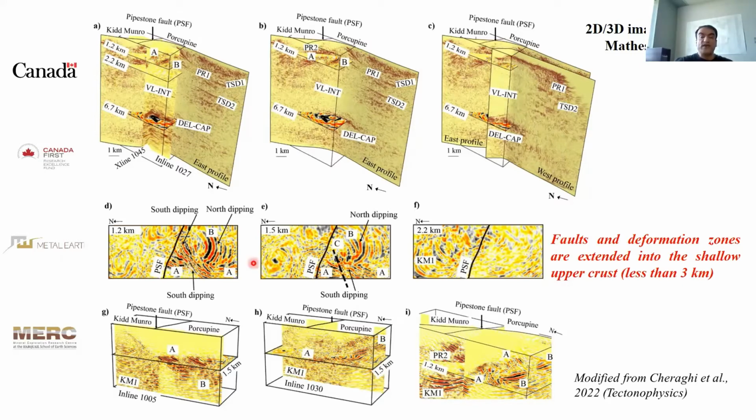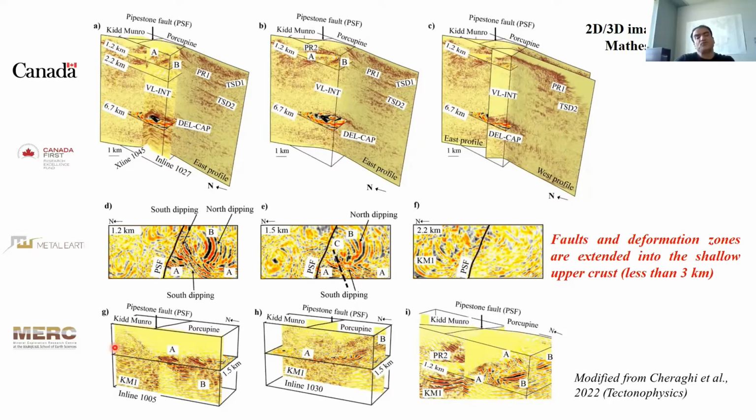And also, if we look at the truncation of reflections in the A package, it would suggest another fault close to the Pipestone fault. So this fault also wasn't imaged with the 2D data set. And the other thing is that the deformation toward depth is weak. So it's only located in the shallow crust, at depth less than 3 kilometers.